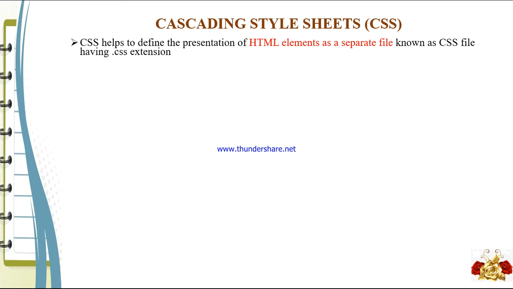Normally, by using the HTML language, we design a website. So HTML is used to cooperate with the content of the website, and CSS, Cascading Style Sheet, is used to cooperate with the styles, that is the presentation of web pages. Okay. So Cascading Style Sheets help to define the presentation of HTML elements as a separate file known as a CSS file.